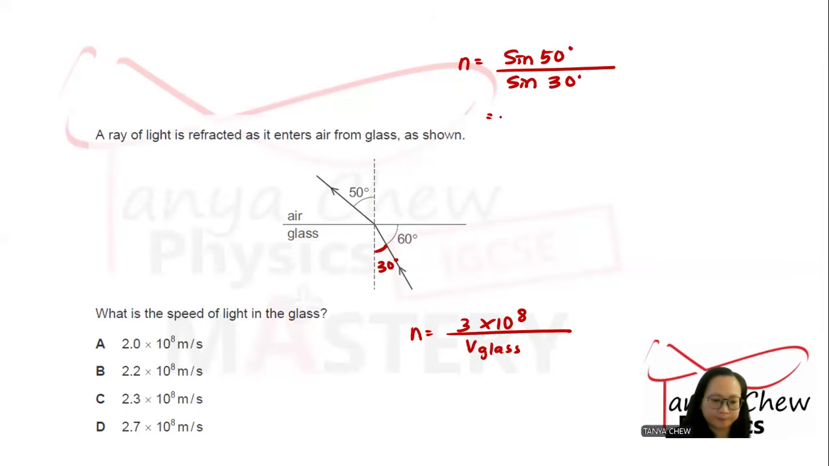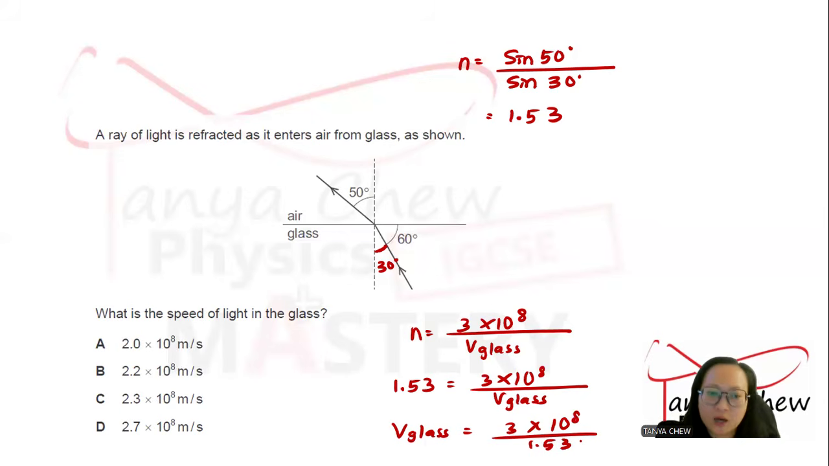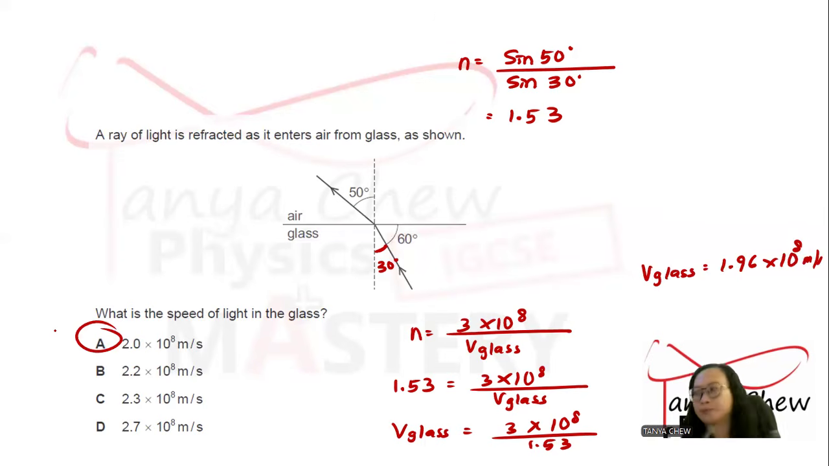Sin 50 divided by sin 30, I got 1.53. So just substitute in here, 1.53 is equal to 3 times 10 to the power 8 over the speed of light in glass. So the speed of light in glass is equal to 3 times 10 to the power 8 divided by 1.53, and you will get a value of 1.96 times 10 to the power 8 meter per second, which is 2.